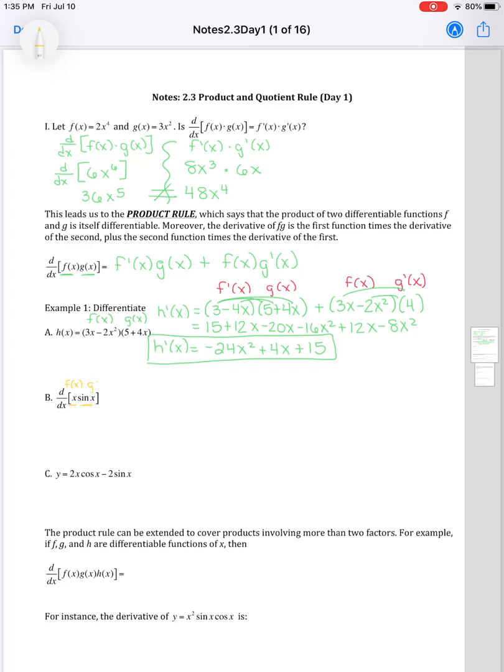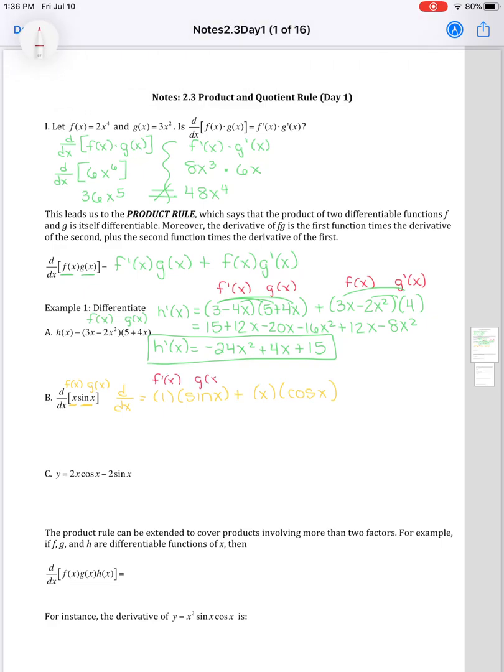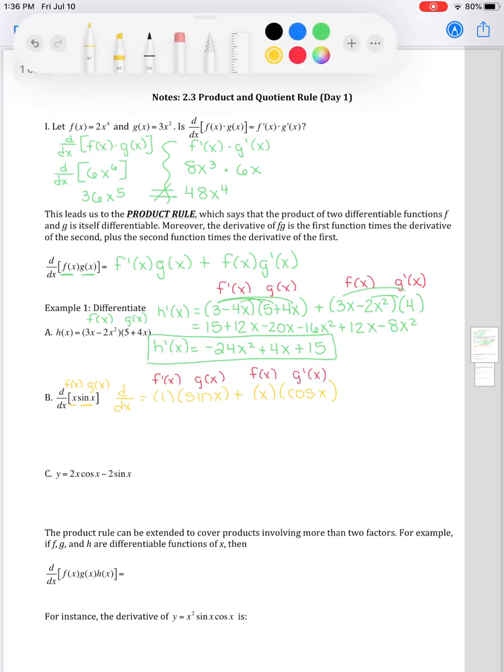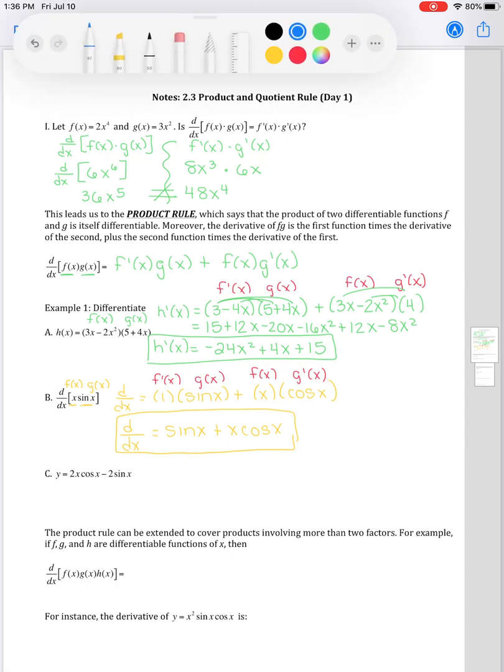So with b, we have x and we have sine of x. That's your f of x, and that's your g of x. So the derivative equals the derivative of x, which is 1, times the second, plus the first times the derivative of sine, which is cosine. So again, this is f prime of x, this is g of x, this is f of x, and this is g prime of x. And then we just simplify. The derivative equals sine of x plus x cosine of x. And there's your answer for that one.